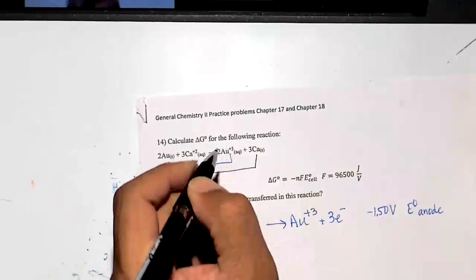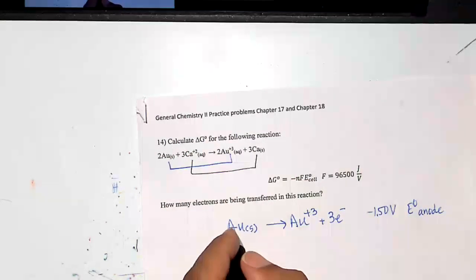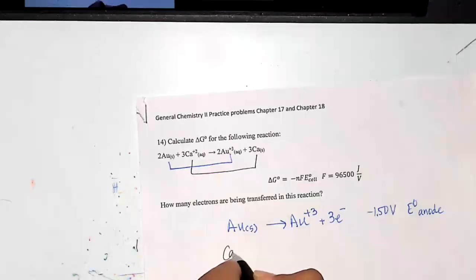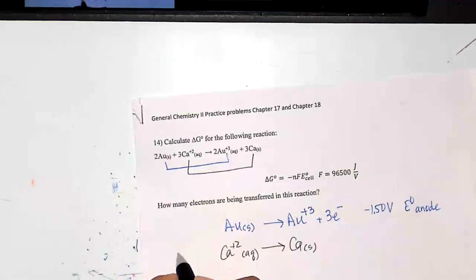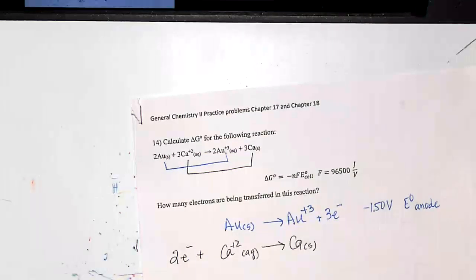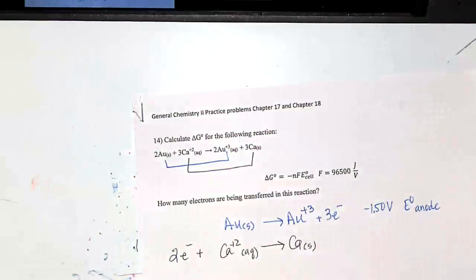And then let's do calcium going to calcium solid. Calcium plus 2 going to calcium solid. All right, I am going to put 2 electrons on the reactant side to balance this. And what is this reduction voltage? This is at the bottom. I'm getting negative 2.87.